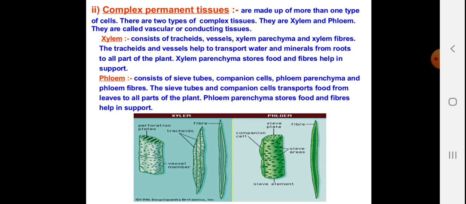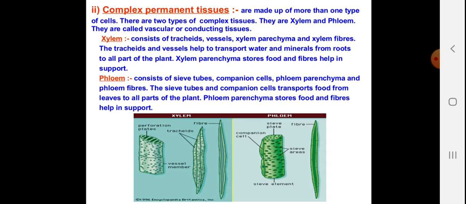It could be in the form of fruit, stem, root, shoot, or anything. It can be stored. So that is the word translocation. Now remember, first say food, that is phloem. So phloem tissues are responsible for transportation of food and the xylem tissues are responsible for the transportation of water.